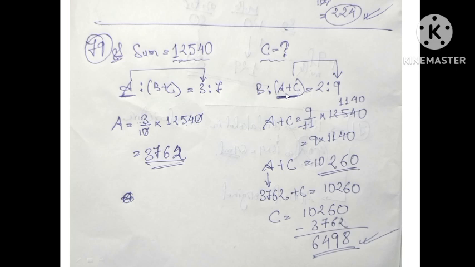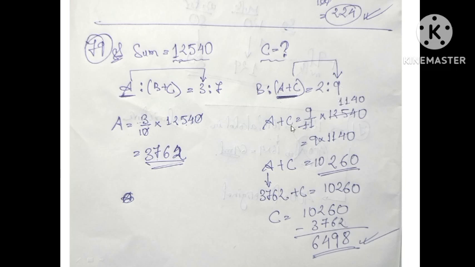In the next part of the question, what is given? The share of B and that of A plus C together. That means B is to A plus C, and the ratio is 2:9. That means the share of A plus C will be 9.